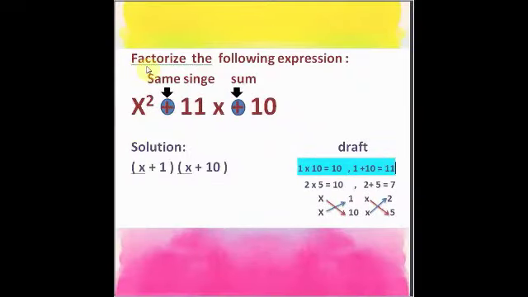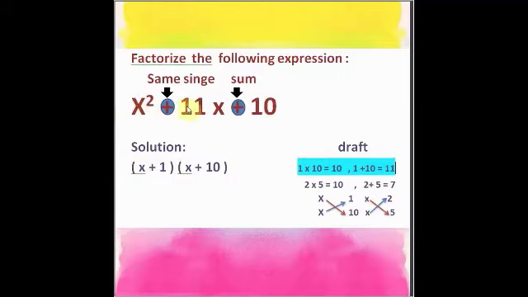Factorize the following expression: x squared plus 11x plus 10. Here we have an expression consisting of 3 terms, so we name it a trinomial, and this expression is of second degree, so we call it quadratic. A quadratic trinomial is an expression consisting of 3 terms and its degree is second degree.